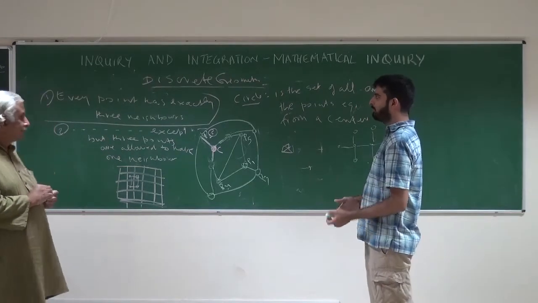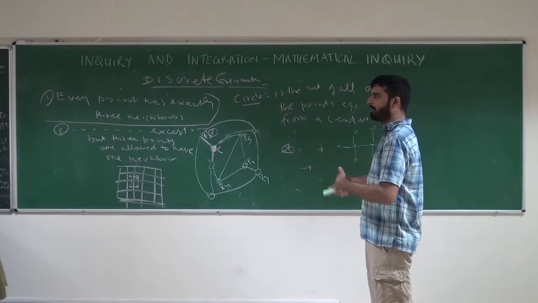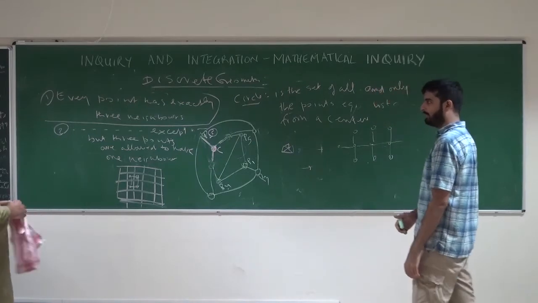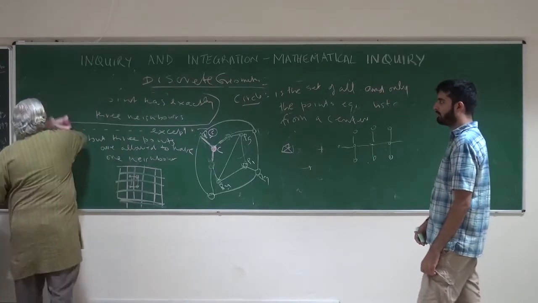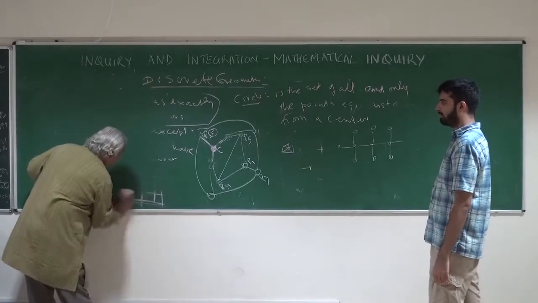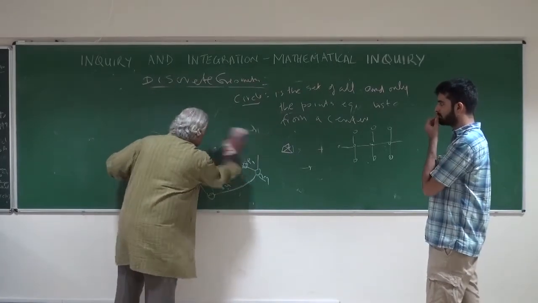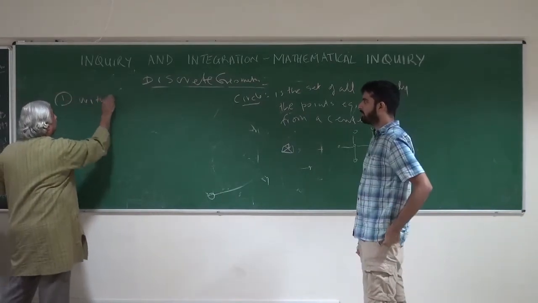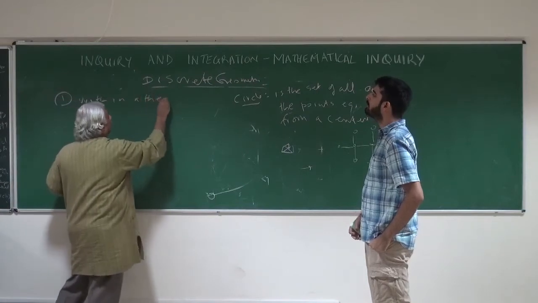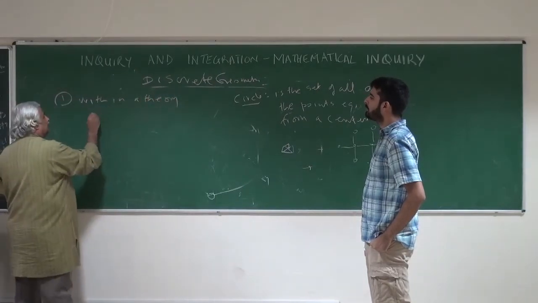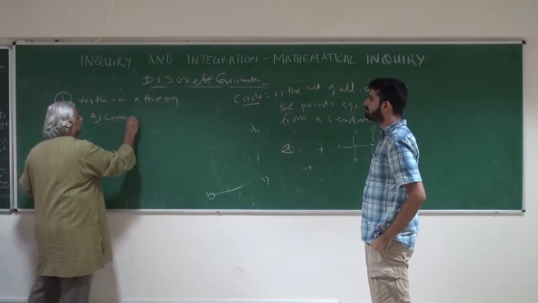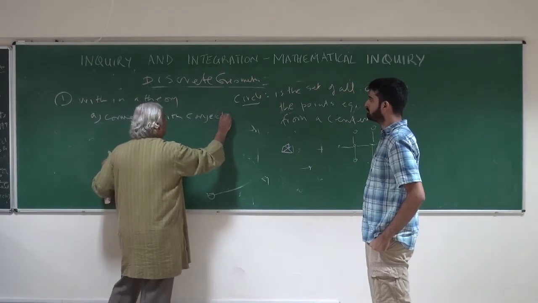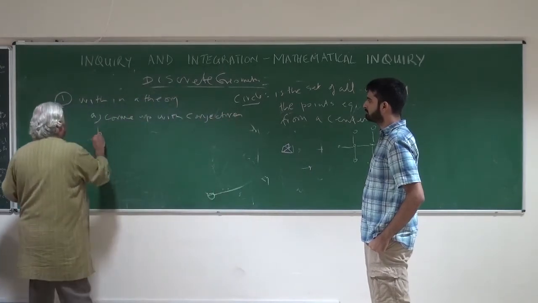So what we did here was, in earlier videos, we were working within a theory. We worked within Euclidean geometry. We worked within number theory. Now let me write that down. So what are the kinds of things that you can do in mathematical inquiry? One is within a theory: you come up with conjectures, and you prove them.